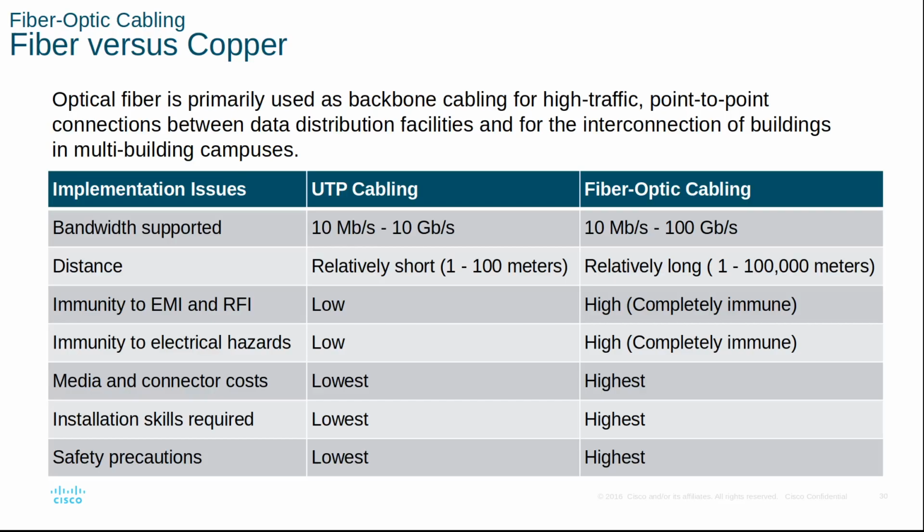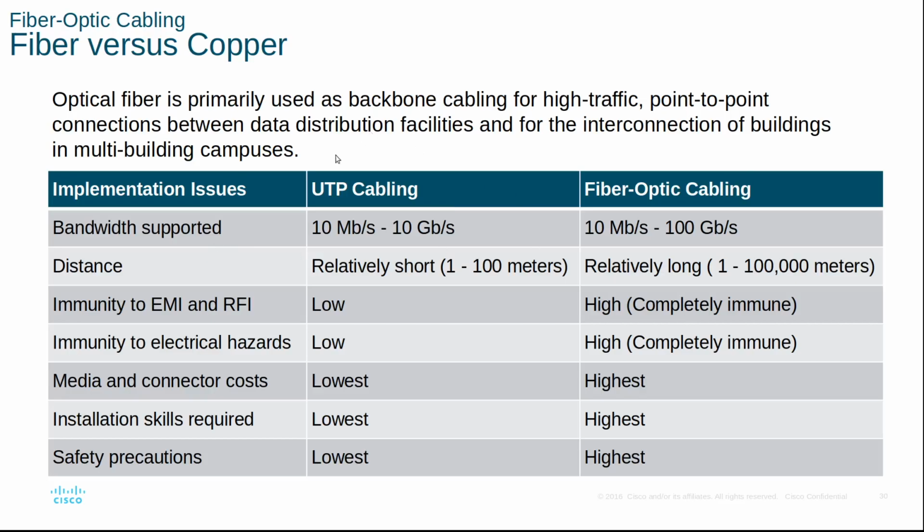And here's a comparison of the benefits of unshielded twisted pair and fiber. With unshielded twisted pair, you'll get a bandwidth of 10 megabits per second up to a maximum of 10 gigabits per second, and you're never going to see that maximum, right? There's additional overhead and other reasons that you're never going to see that maximum. Fiber supports 10 megabits per second up to 100 gigabits per second, so much faster.